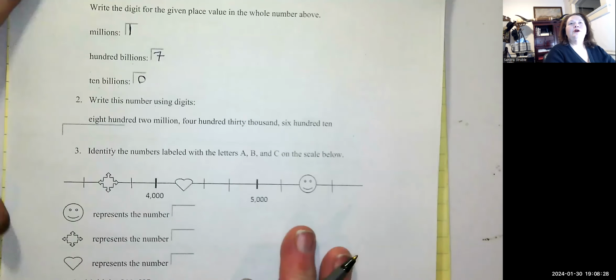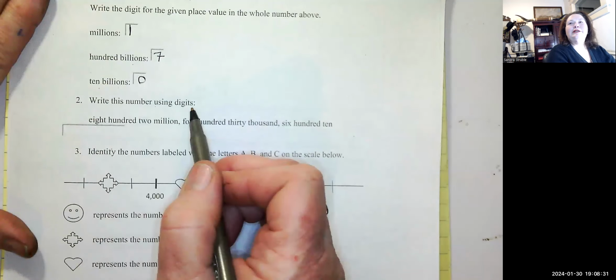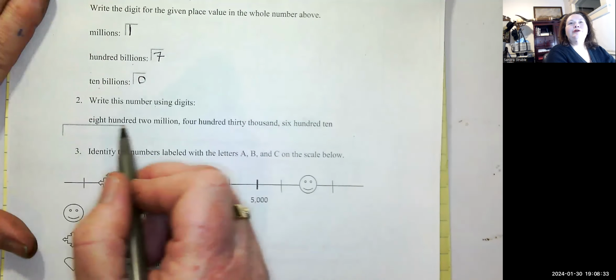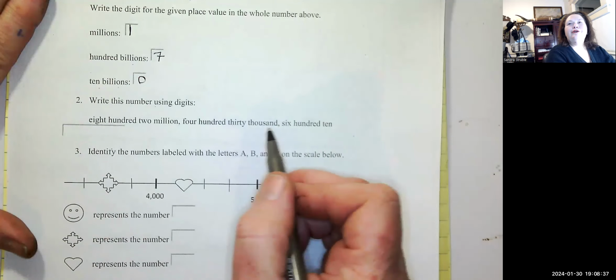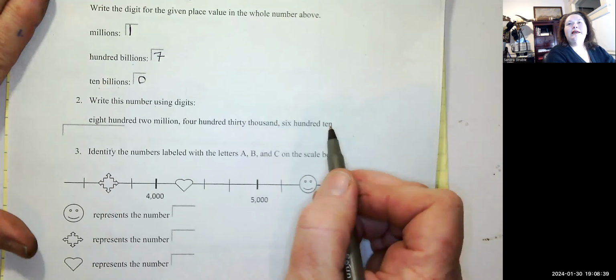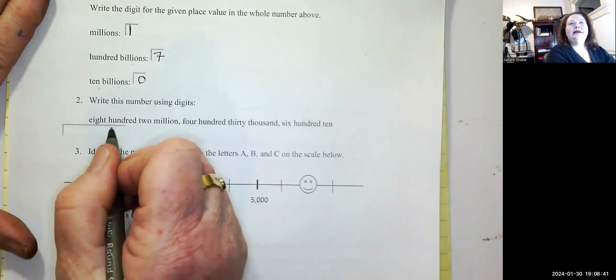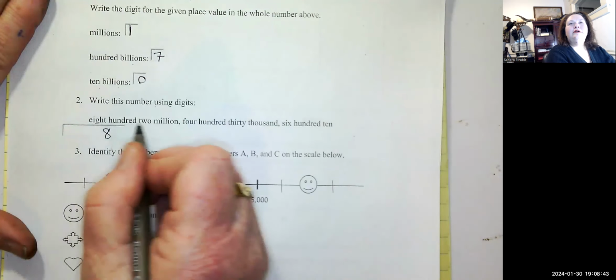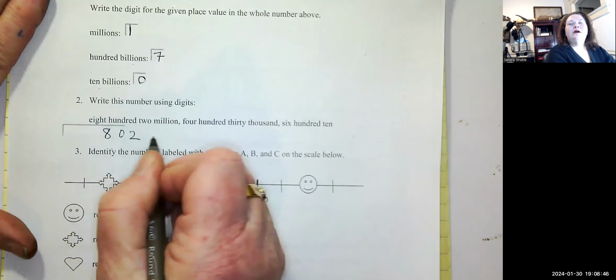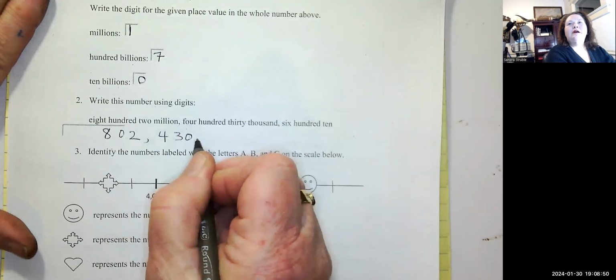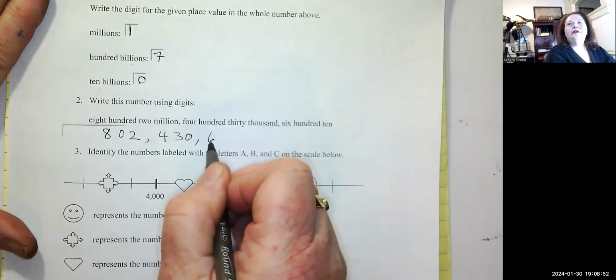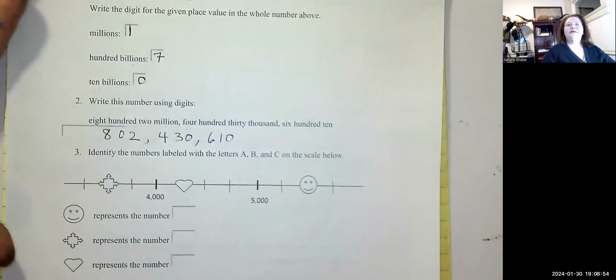All right. Write this number using digits. So we've got 800, 2,430,610. So I see 800, 2 million, comma, 430,000, comma, 610. There we go.